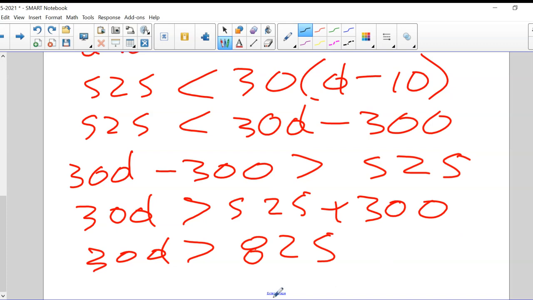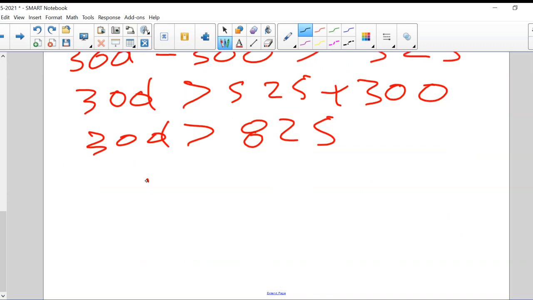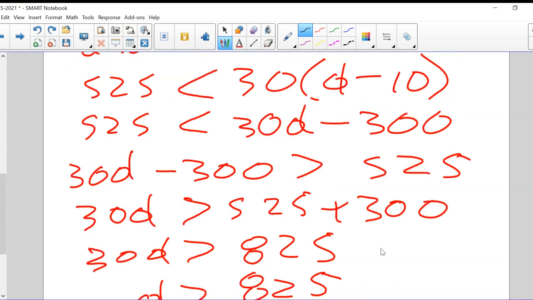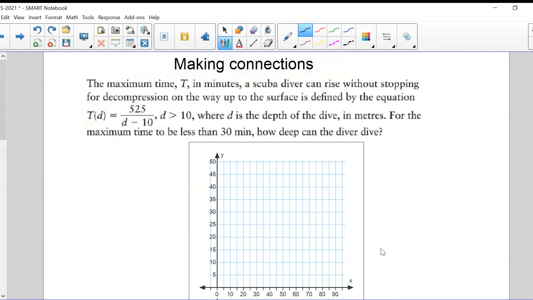So therefore, D must be greater than whatever 825 divided by 30 is. I need some help with that, please. Can we get what 825 divided by 30? 27.5, thank you very much. So D must be greater than 27.5, and that, of course, is a distance, which would be meters. Let me just double check, guys. D is the depth of the dive in meters, yes.